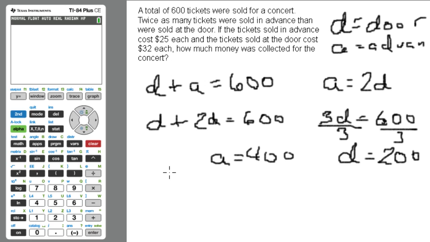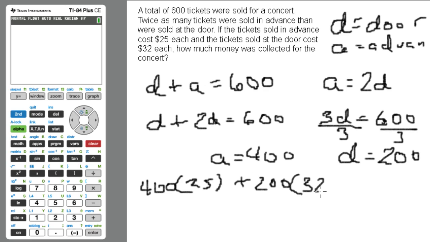Well, there were 400 tickets sold in advance, and those cost $25 each, plus 200 sold at the door, those cost $32 each. All right, now I got to go to the calculator, but that's fine. So we're going to do 400 times 25, those cost $25 each, plus 200, and those cost $32 each.